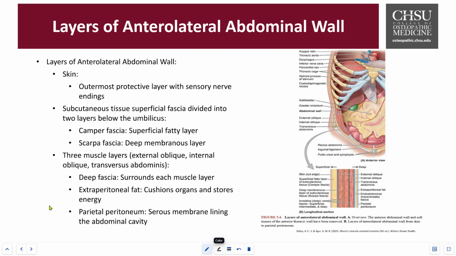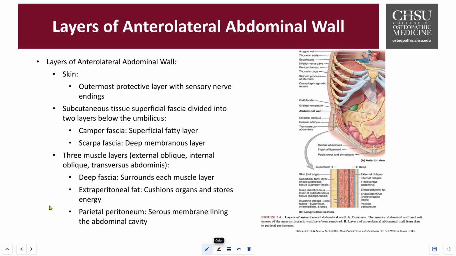The multiple layers of the anterolateral abdominal wall each serve a structural and functional role. The skin forms the outermost layer, providing protection and sensory input. Beneath it is the subcutaneous tissue, also known as the superficial fascia, that's divided into the Camper fascia, the fatty layer, and the Scarpa fascia, the membranous layer. These are all below the umbilicus. Deeper are the three muscle layers: the external oblique, internal oblique, and transversus abdominis. These are all enclosed by a deep fascia. They offer support and movement. There's also the extraperitoneal fat that cushions the abdominal organs. The parietal peritoneum is the deepest layer, lining the abdominal cavity.